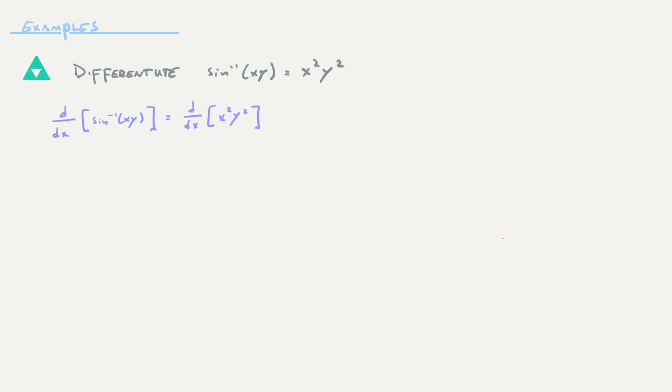You know now that the derivative of sine inverse of something is 1 over the square root of 1 minus that something squared. So give this a try. Also, you're going to need the product rule. But let's go through it.